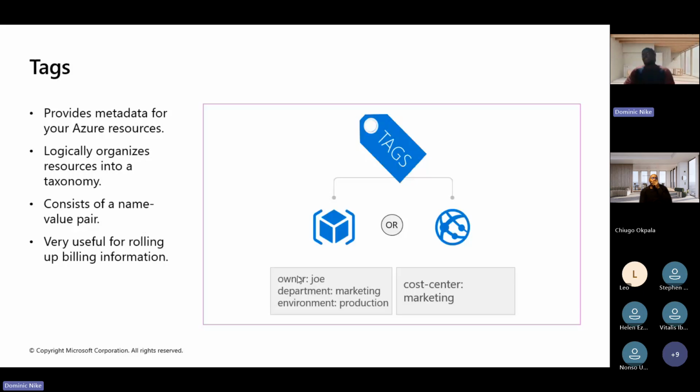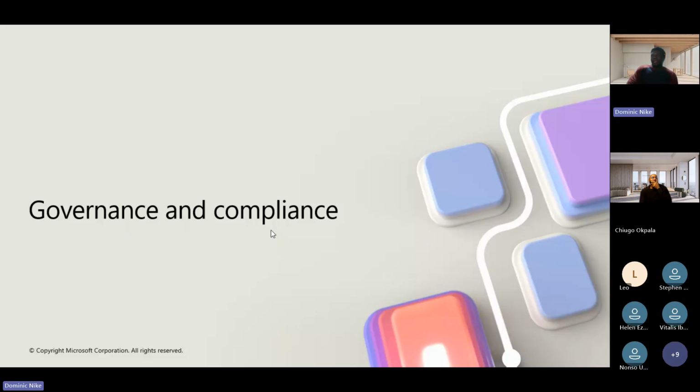So let's go to my next slide: governance and compliance. This is a very key topic. Let's say, for example, we have a country. You have a president who oversees the entire country, and then you have states. In each of these states, you have governors who oversee each state, and in each state you have security operatives, which are police, army, and navy.